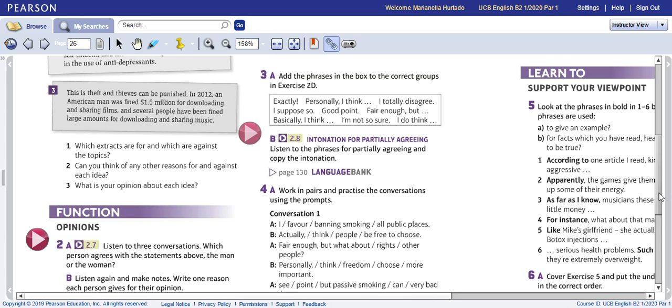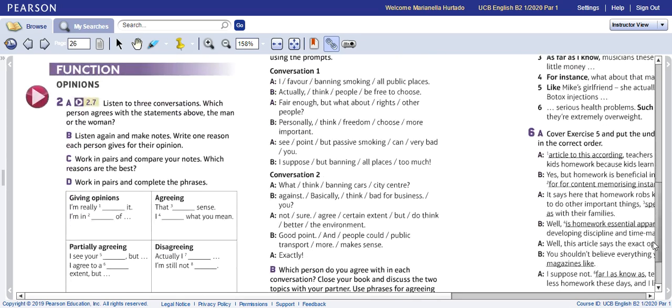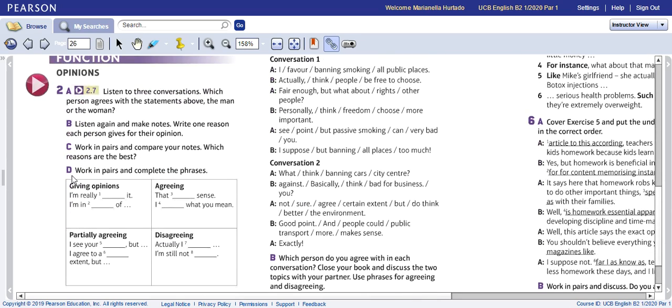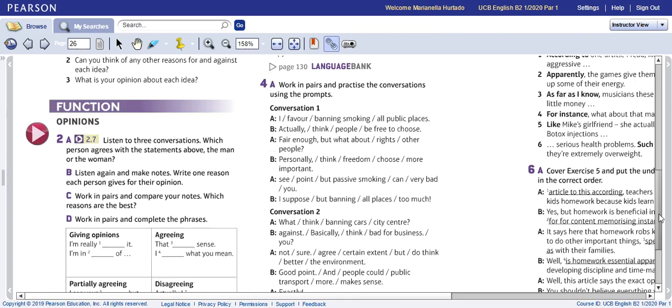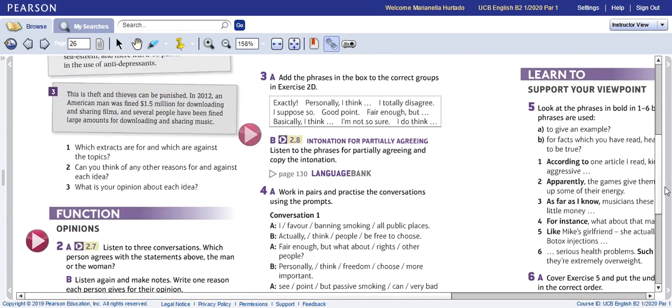So number 3A is actually linked to the last one right here. Once you have done that, we can take a look at B. B says intonation for partly agreeing. Listen to the phrases for partly agreeing and copy the intonation.